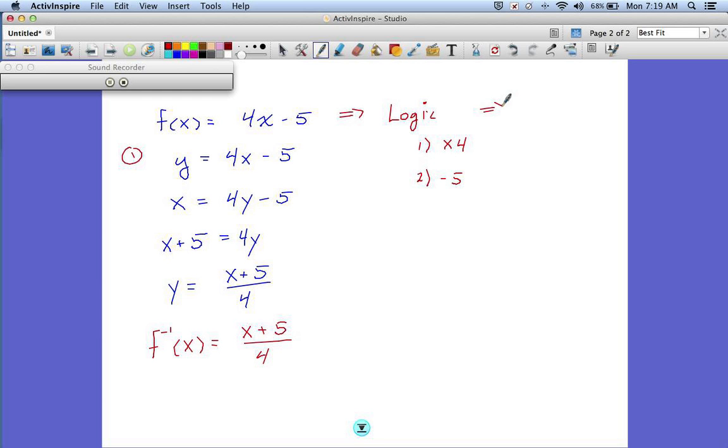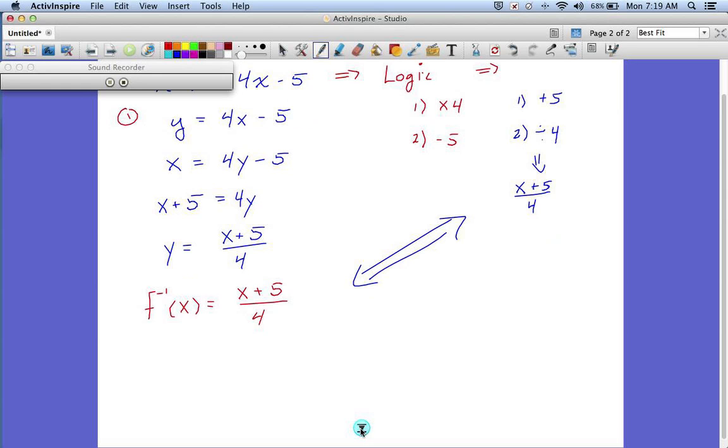So an inverse undoes your function. So to undo this, the first thing I'm actually going to do is add 5 to x, because adding undoes subtracting. And the second thing, instead of multiplying by 4, I will divide by 4. And you see our result would be, first thing, add 5. Second thing, divide by 4. Boom. Same inverse we got.